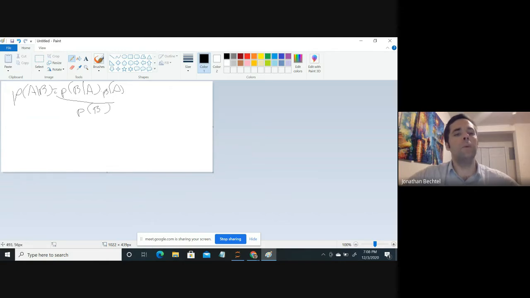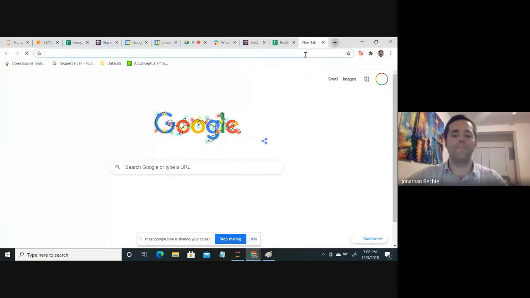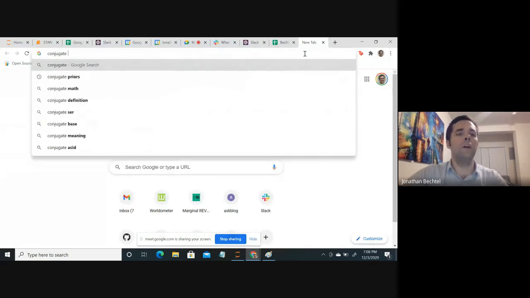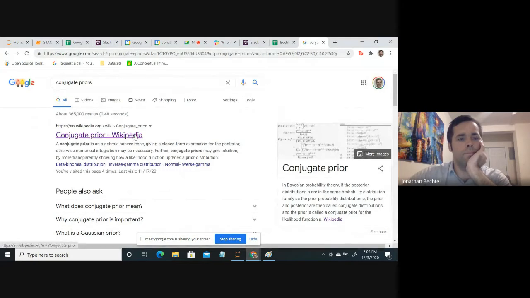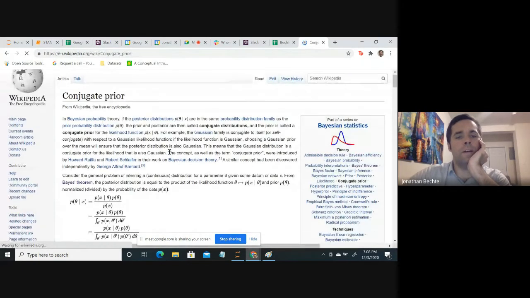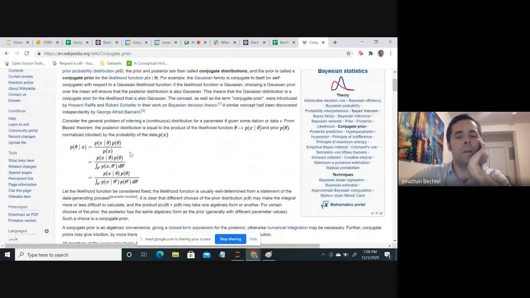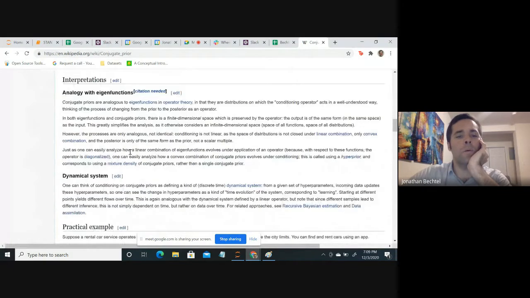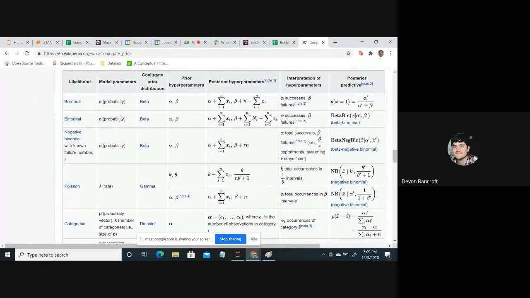Okay. So generally speaking here, Devin, you're at a computer, right? Let's go ahead and just type something in here. It's called conjugate priors. If you were to take a graduate class in Bayesian methods, you'd spend quite a bit of time talking about these and things along those lines. We're going to try and skip to the main point. So Wikipedia, go down to this table right over here. Okay.